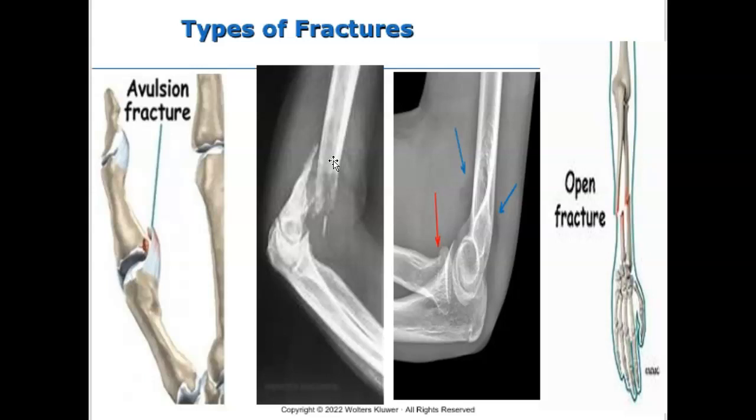But it can also be due to cancer. So it's a weak point in the bone because there's some type of tumorous thing happening.